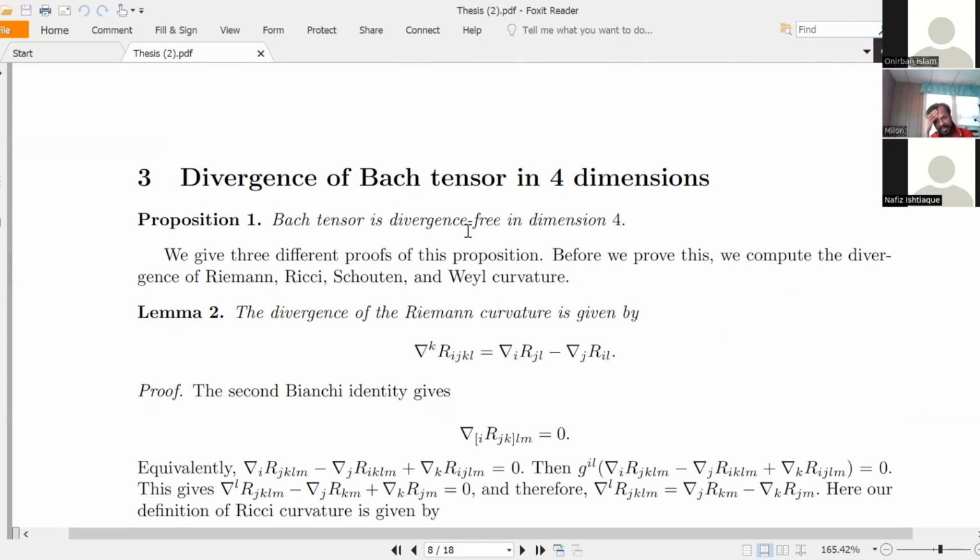The Bach tensor has nice properties in four dimensions. It is divergence free in four dimensions. In physics literature, whenever something is divergence free, you say that maybe this quantity can be used to express something which is preserved, or maybe some sort of symmetry may be captured.